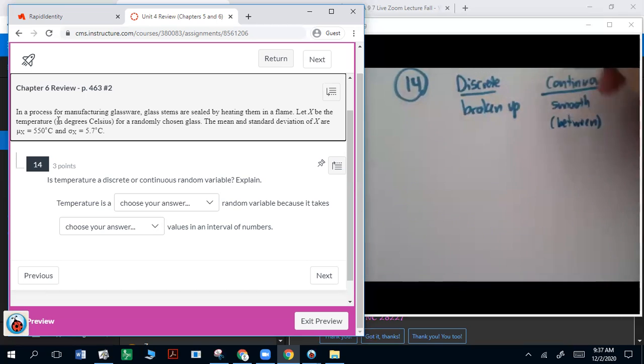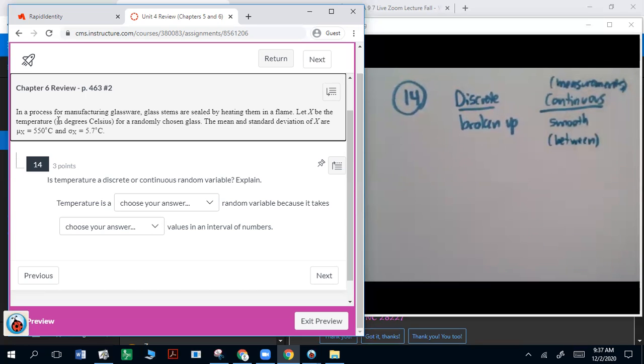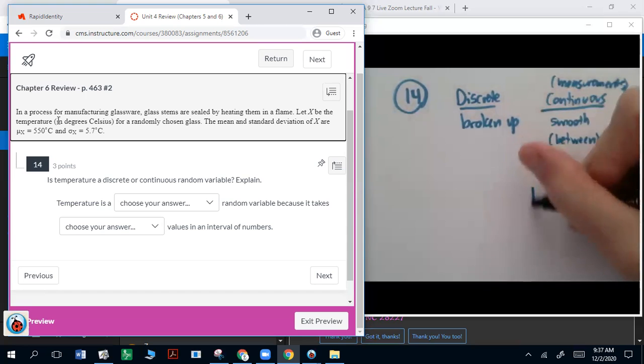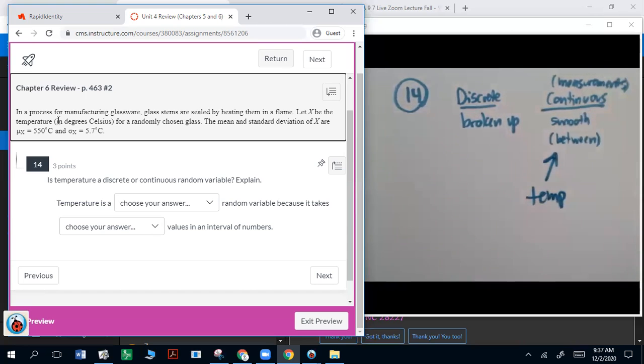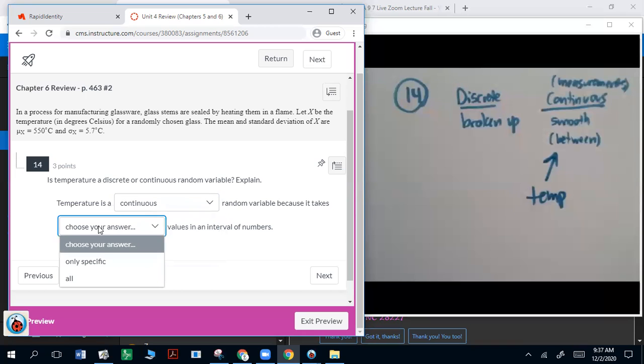Continuous is, think about measurements, okay? Measurements are continuous. Right, when we're doing measurements like weight and temperature and height and all that stuff, there are values that can go between them. So temperature is going to be continuous. It's a continuous random variable because it takes all values in an interval of numbers, not specific ones, all values.